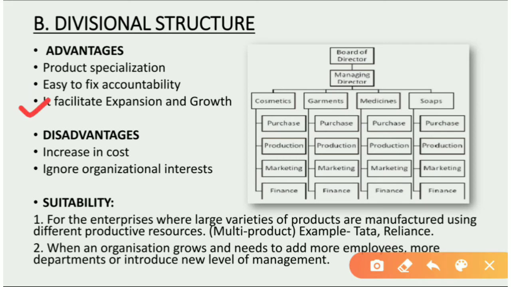Now the third is that it facilitates expansion and growth. Generally, students, if an organization is producing more than one product, it has a cosmetic range, a garment range, and a medicine and soap range. So they have a different range of products. In this range they can add new departments. A new department can be added without disturbing the existing departments.